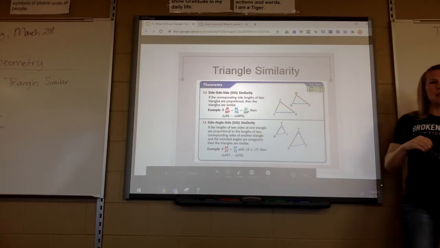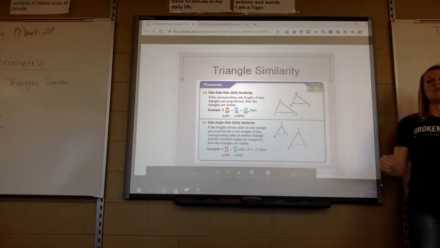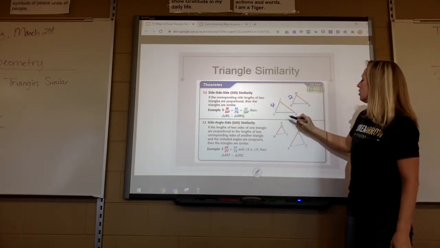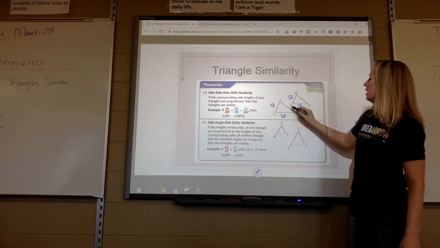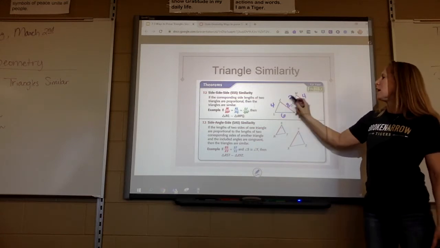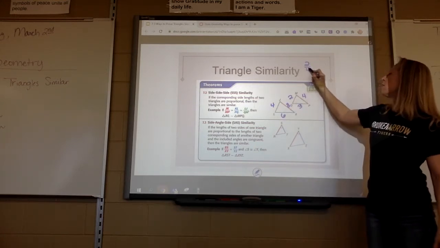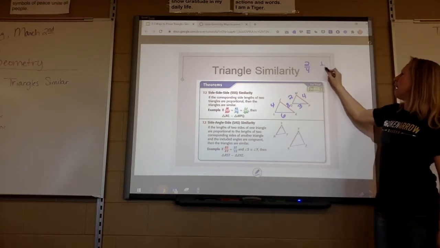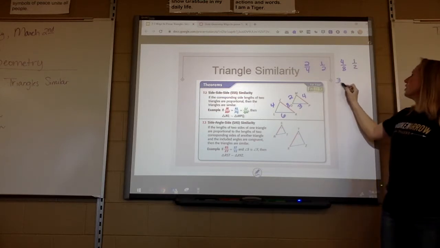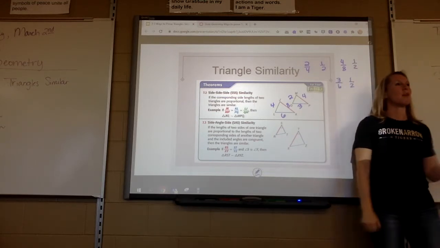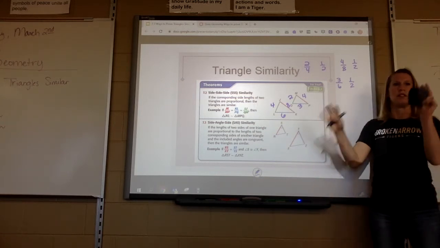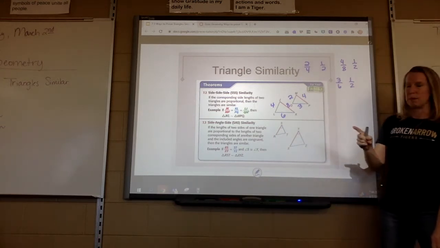Another way is side, side, side. Now, the sides will not be equal to each other. They'll be proportional. Like, this is 4 and this is 2. This is 6, 3, 8, 4. So these two sides correspond. If I do 2 over 4, what's that reduced to? 1/2. If I do 4 over 8, what's that reduced to? 1/2. 3 over 6 reduces to 1/2. As long as they are proportional, they are similar by side, side, side similarity. For congruent, all the sides would have to be equal; proportional for similarity.